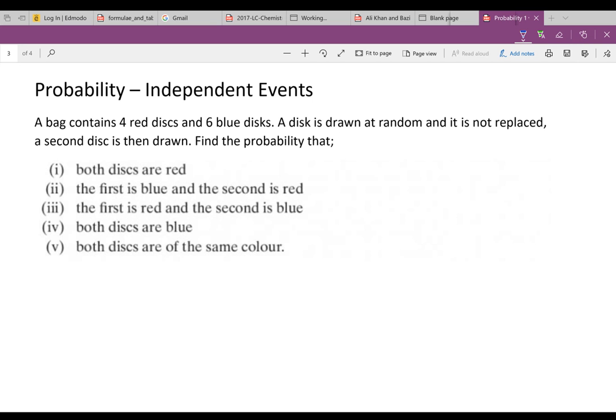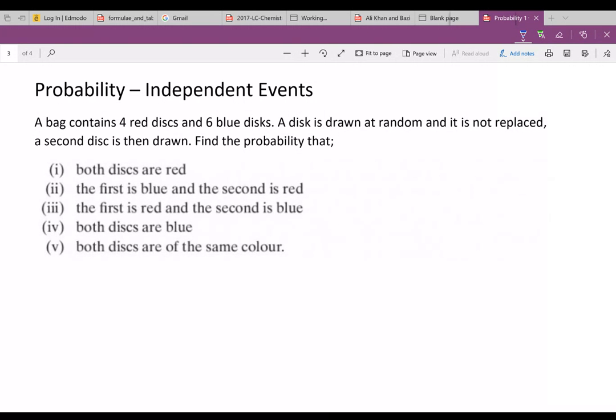Okay, so next up is probability of independent events, and these are relatively straightforward. If it's an independent event, then they happen separately. The first event doesn't have any relevance on the outcome of the second event. So you're calculating the probability separately and then you're multiplying them together.